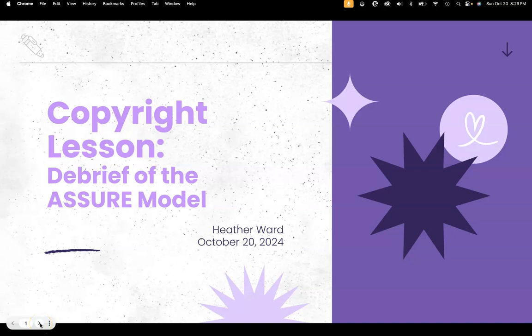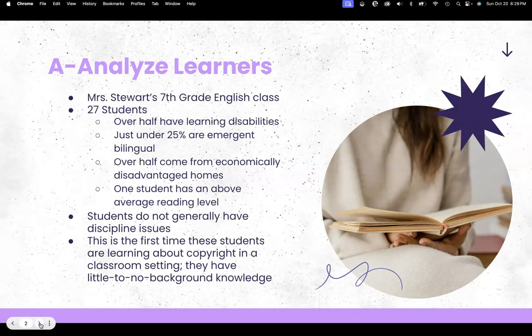Good evening. I'd like to debrief the Assure model that I used for my copyright lesson with Miss Stewart's 7th grade class. And so in the Assure model, A is for analyze learners.